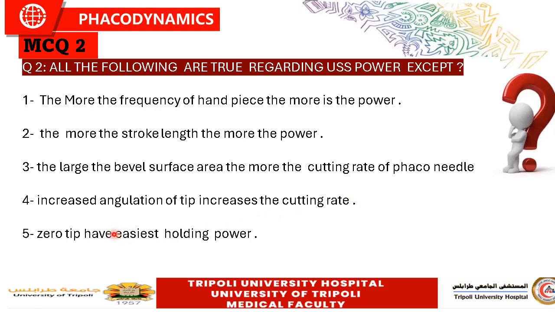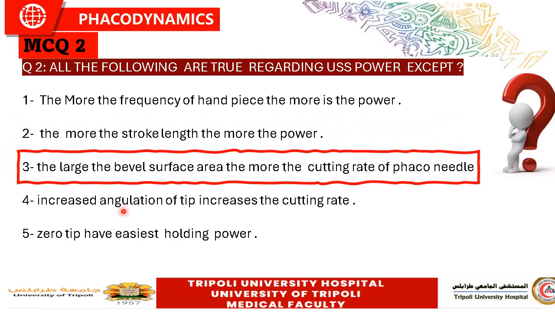Now, the zero tip has the easiest holding power. Yes, the zero tip is easy to hold because it is easy to occlude. Although the surface area is small, it is easy to do occlusion and easy to hold. But with a larger surface area, there is more holding power. So the wrong answer is that a large pebble surface area increases the cutting rate of the phaco needle.